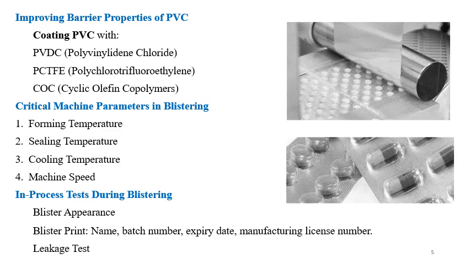In-process tests during blistering. What are the in-process tests? Blister appearance, blister print, leakage test. We need to check whether the blister is leaking to understand whether the packaging is uniform or not, and whether the blister formed and sealed is proper to protect it from the environment or not. Blister print involves name, batch number, expiry date, manufacturing license number and other information. Also nowadays a barcode system is there which is printed onto the blisters.